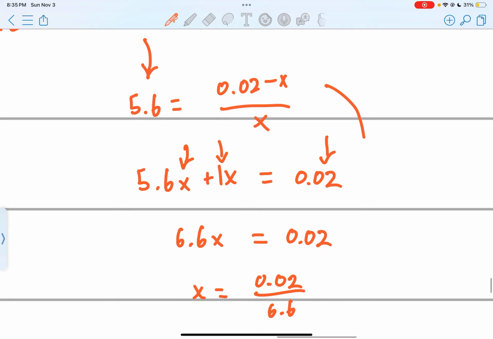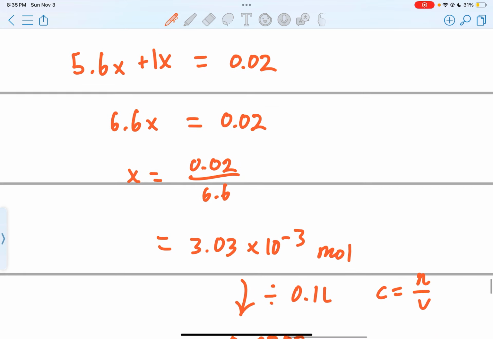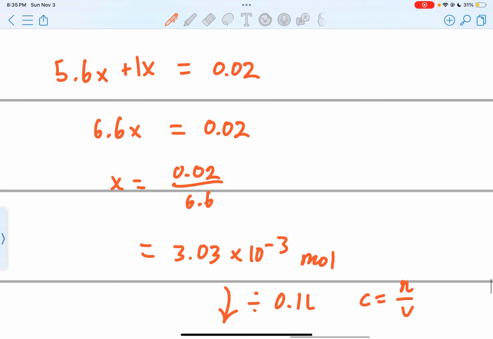I'm going to let you look at this for a second, make sure you understand how I isolated for the x there. And from here, I just divide both sides by its coefficient, 6.6, to isolate the x completely, and I get 0.02 over 6.6. And this gives me approximately 3.03 times 10 to the power of negative 3 moles.